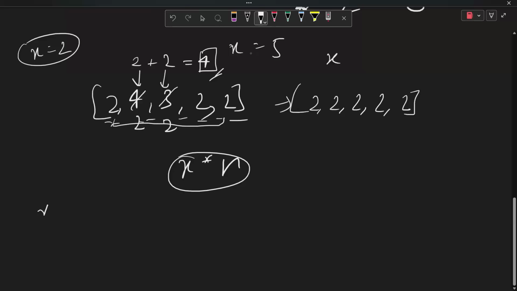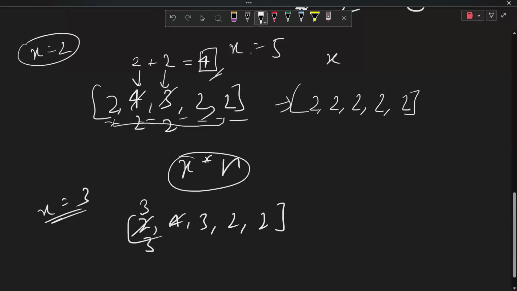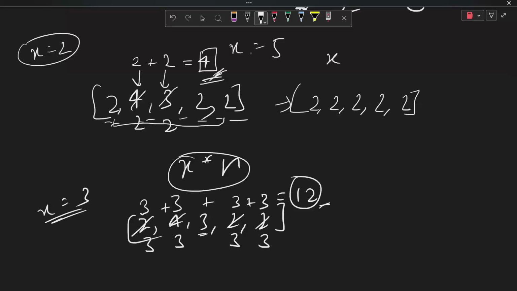Another way is if we pick x equal to 3, with 2, 4, 3, 2, 2. What could we have done? This 2 is not 3, so we would change it to 3 with a cost of 3. This 4 is not 3, we would change it to 3 with a cost of 3. This we can keep because it is already 3. This 2 we can change to 3 with a cost of 3, and the last 2 also with a cost of 3. The total cost here would be 4 times 3, which is 12. So 12 is definitely greater than 4. So 4 was a better option if we are looking to minimize the cost.